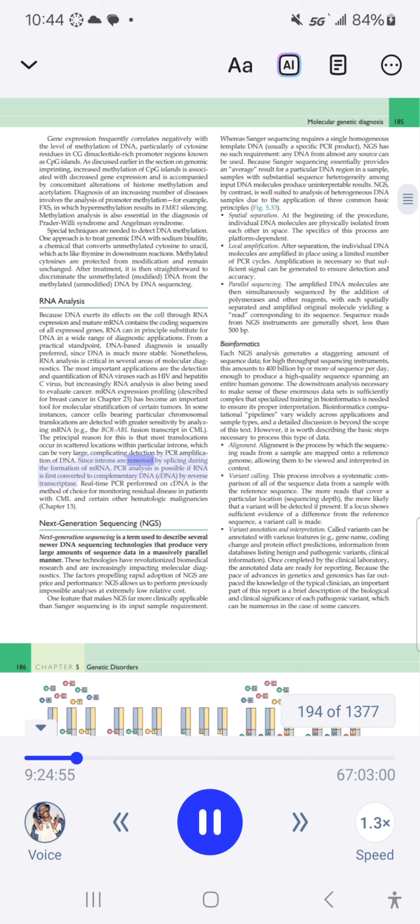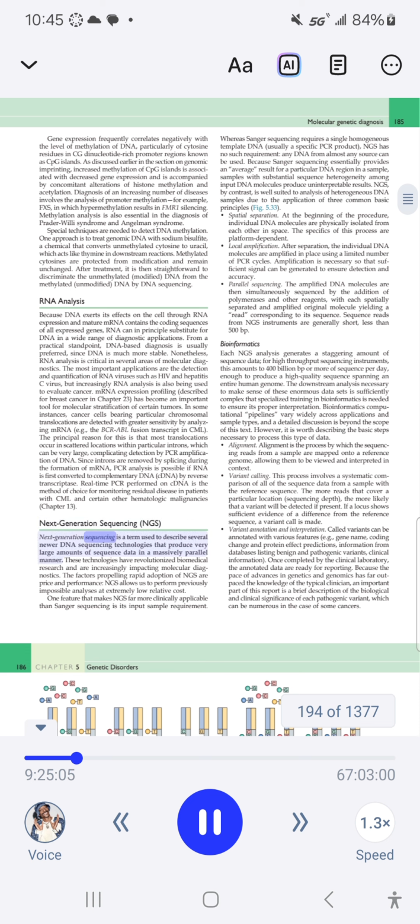Since introns are removed by splicing during the formation of mRNA, PCR analysis is possible if RNA is first converted to complementary DNA, cDNA, by reverse transcriptase. Real-time PCR performed on cDNA is the method of choice for monitoring residual disease in patients with CML and certain other hematologic malignancies, Chapter 13. Next-generation sequencing, NGS.